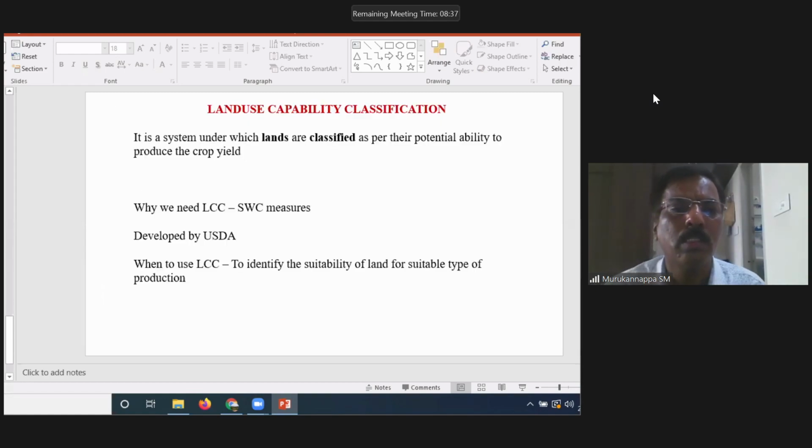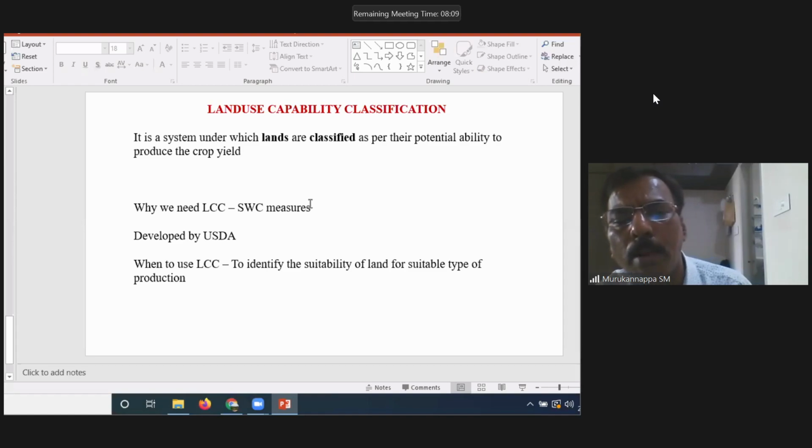So this land use capability is always based on the potentiality, the potential to produce the product. So at what capacity that land is producing the yield or produce. It is needed because of the adaptation of the soil and water conservation measures to be adapted and followed.